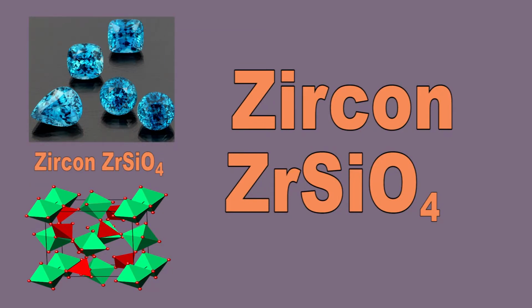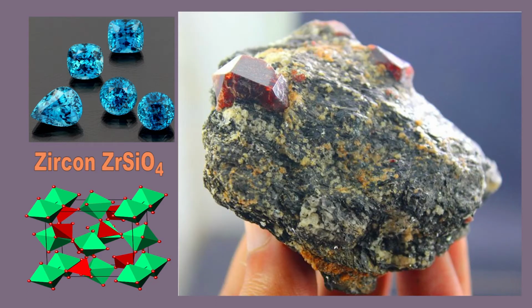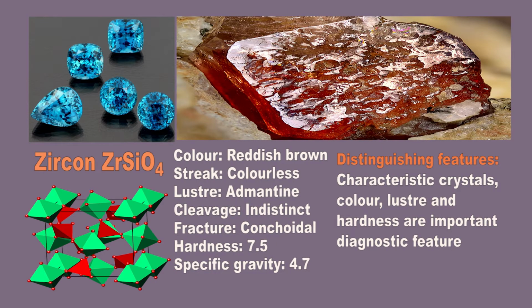Zircon, ZrSiO4. Thorium and uranium replace Zr and thus it is radioactive. Physical properties: crystal system tetragonal, forms prismatic tetragonal prism. Color reddish brown, streak colorless, lustre adamantine, cleavage indistinct, fracture conchoidal, hardness 7.5, specific gravity 4.7. Distinguishing features: characteristic crystals, color, lustre and hardness are important diagnostic features.